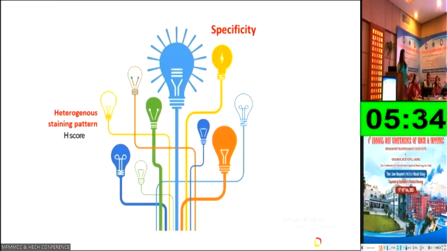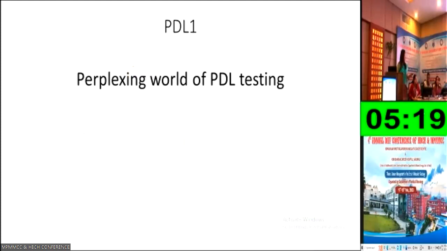Heterogeneous staining pattern, always give an H score. Specificity is there, check the morphology where you are interpreting and check if concomitant alteration is there. If there is an EGFR mutation and the H score is less than 100, it is basically expression because of the EGFR alteration and not because of the ROS gene rearrangement.